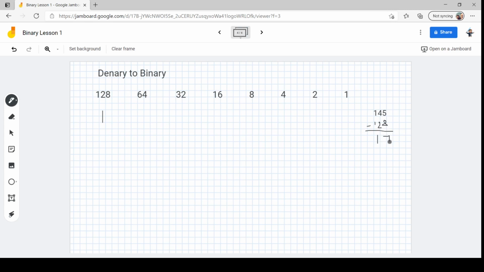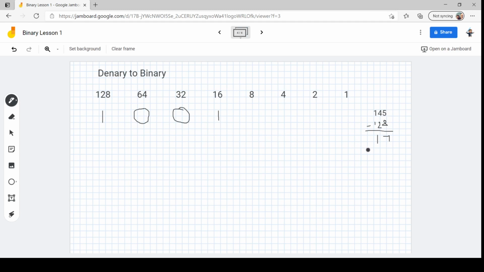So now the number we're going to look at is 64. Is 64 smaller than 17? Sadly, 64 is bigger than 17, so we're not going to use it, so we put a 0 underneath it. Then look at 32. Is 32 smaller than 17? No, it isn't. So again, we're not going to use it, so we put a 0 underneath it. Then we look at 16. Is 16 smaller than 17? It is. So 16 gets a 1.